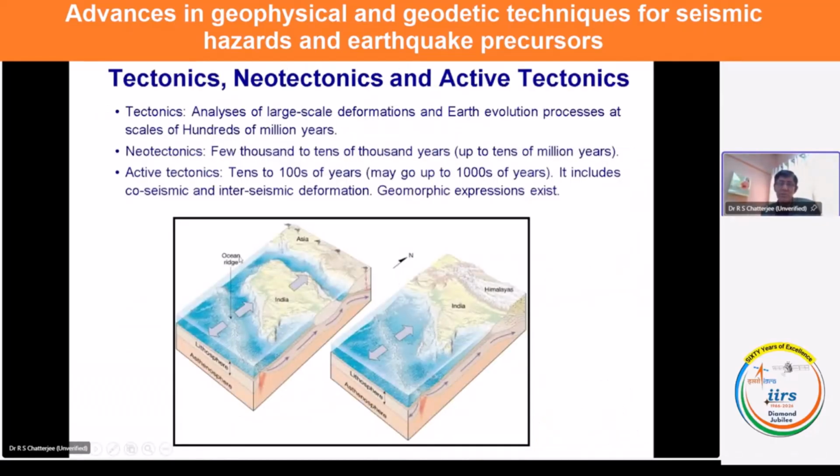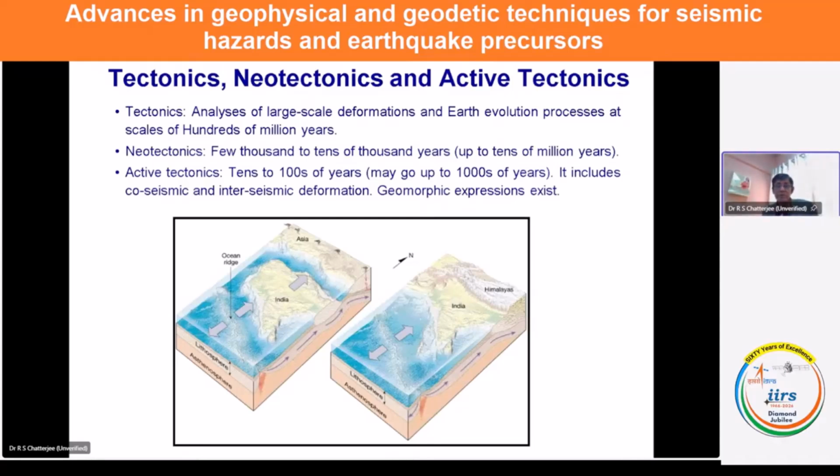Now here we need to understand this tectonics. There are 3 different time domains or time scales of the tectonics. One, in general we call it tectonics, where we analyze the large scale deformation and earth evolution processes at the scale of hundreds of million years. For example, the tectonics in the Precambrian time, the Precambrian tectonics.